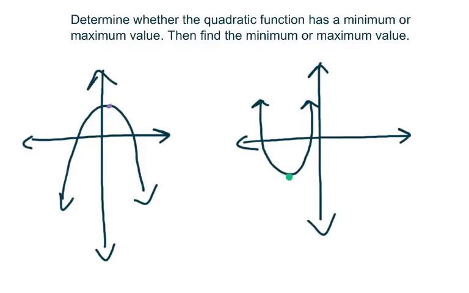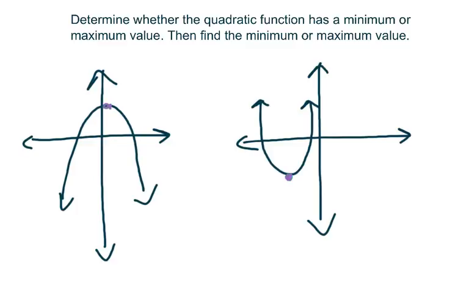Hi everyone, we're going to determine whether each quadratic function has a minimum or maximum value, then find the minimum or maximum value. Basically, the minimum or maximum value is the vertex. So whatever the vertex of this is.